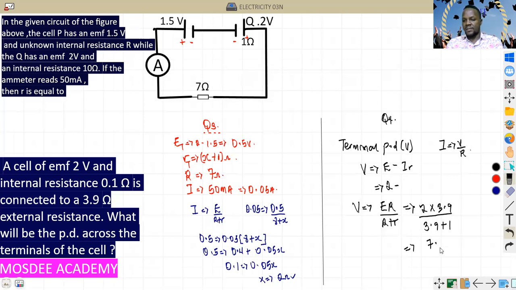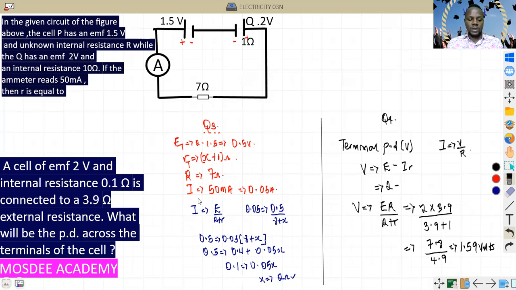We are dividing 7.8 by 3.9 plus 0.1, so we have 4.0... that is 4.9. So now we are talking about 7.8 divided by 4.9. Directly, we can use the calculator, which I'm trying to use here. 7.8 divided by 4.9, and we are going to have 1.59 volts as the terminal potential difference. So I hope you understand this. And these are ways to solve questions related to this type of topic.